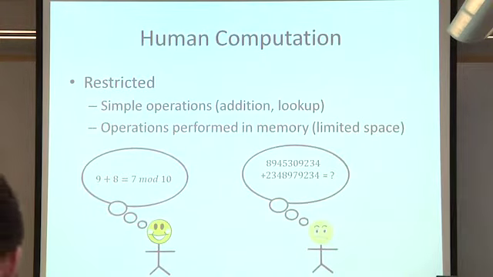OK, so again, human computation is very restricted. Operations are performed in limited memory. So we have 7 plus or minus 2 chunks of information that we can keep in working memory at any given time. And we can only do simple operations. So I'm never going to give users two large numbers like this to add. The only operations we'll ask people to do are simple operations like this.